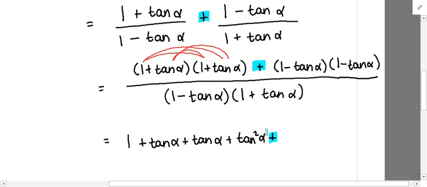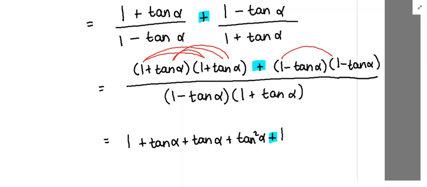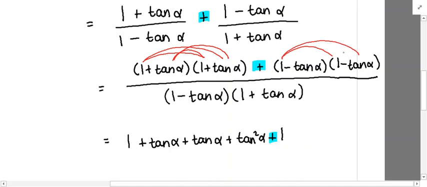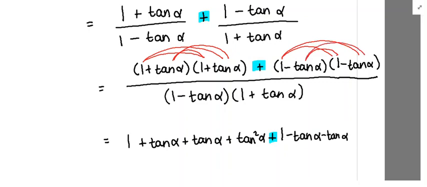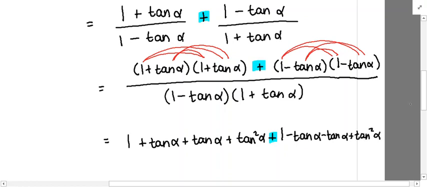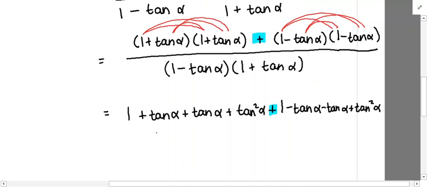We've got to FOIL on the right side as well. Okay, so now we're going to get 1 times 1 is 1. And then we're going to do the outer terms. 1 times negative tangent alpha is going to be minus tangent alpha. The inner terms, negative tangent alpha times 1 is going to be negative tangent alpha. And then the last terms, negative tangent alpha times negative tangent alpha is going to be plus tangent squared alpha. Okay, so that's what we get when we multiply everything out in the numerator.